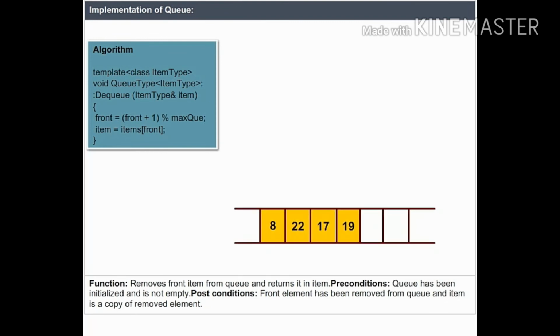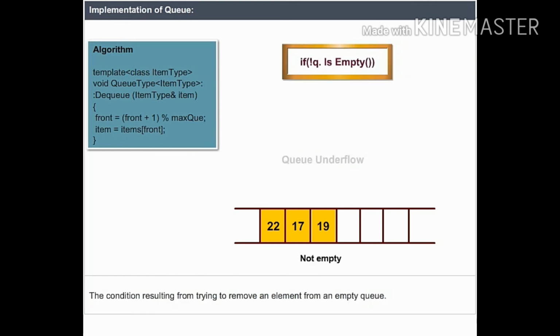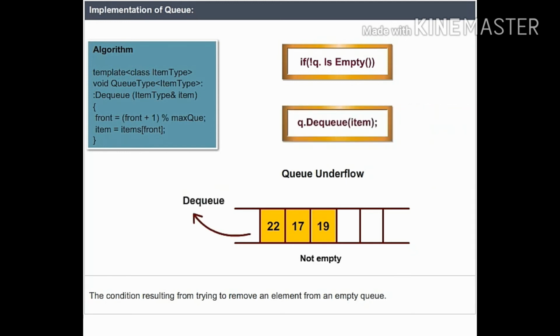Function: removes the front item from the queue and returns it in item. Preconditions: queue has been initialized and is not empty. Postconditions: the front element has been removed from the queue and item is a copy of the removed element. Queue underflow: the condition resulting from trying to remove an element from an empty queue.